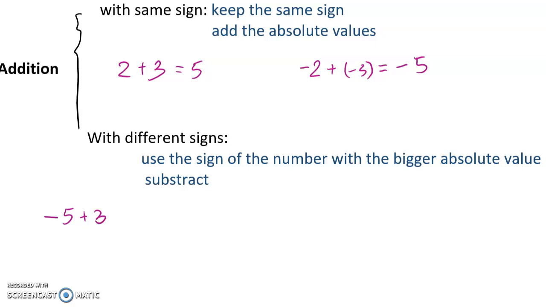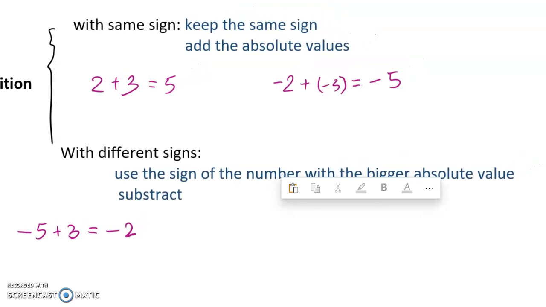And we will use the sign with the bigger absolute value. So between negative 5 and 3, the one with the bigger absolute value is negative 5. So we will use the negative sign as our result. And the number part will be 5 minus 3. The bigger absolute value minus the smaller absolute value. So that will be 2. So negative 5 plus 3 is negative 2.